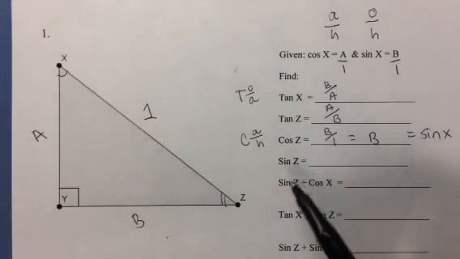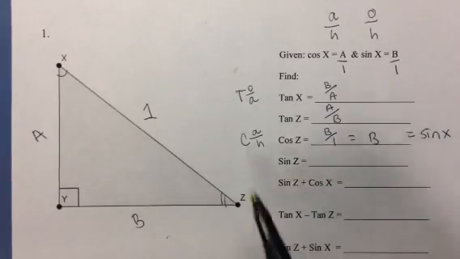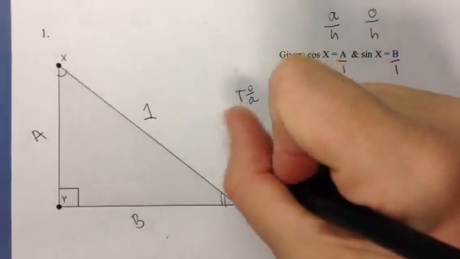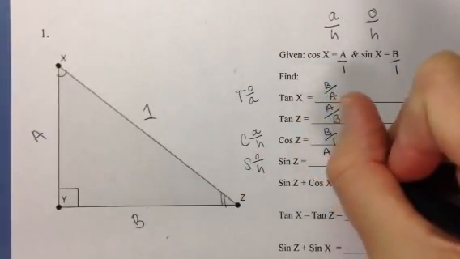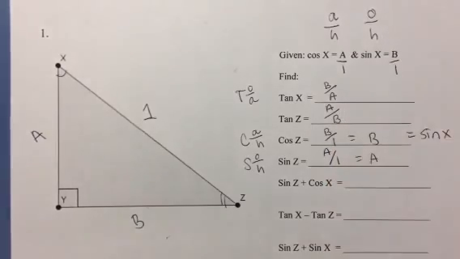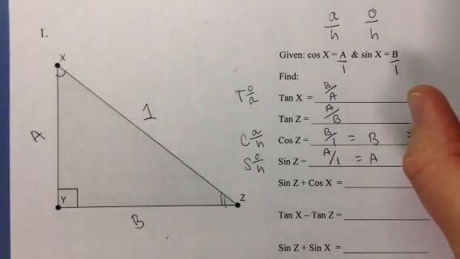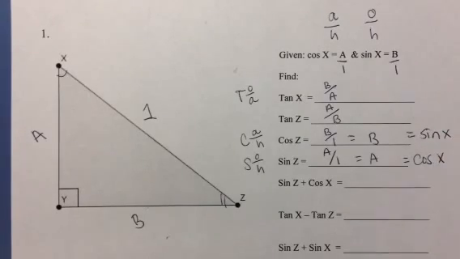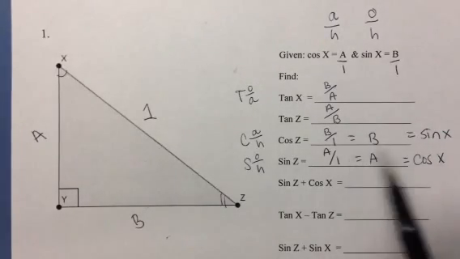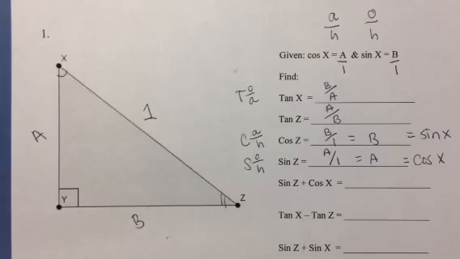So then we're asked for the sine of z. So I go to angle z. We know sine is opposite over hypotenuse. The opposite side is a. The hypotenuse is 1. So we get a over 1, or just a. And realize that this was the same as the cosine of angle x. So it's not really a coincidence that both of those are a and both of those are b.